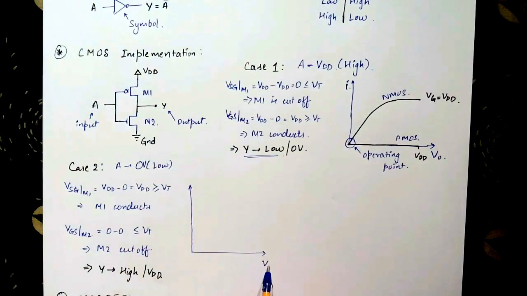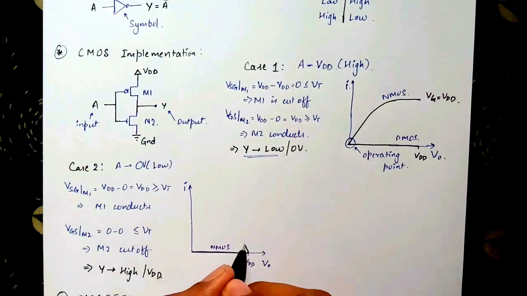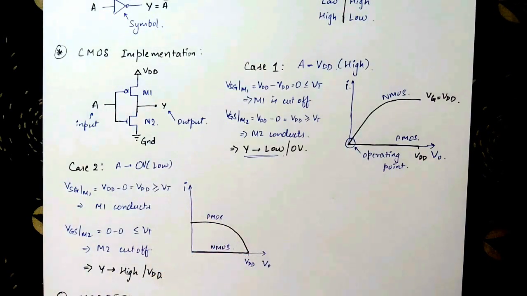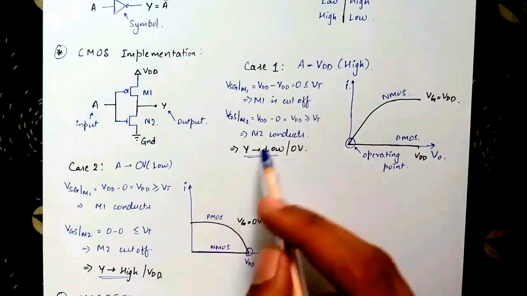Visualizing the same thing on graph, we can see for gate voltage to be 0, NMOS graph is like this and PMOS graph like this. Here also the intersection of the two graphs gives the operating point, which tells us that the circuit is operating at high voltage with 0 current.